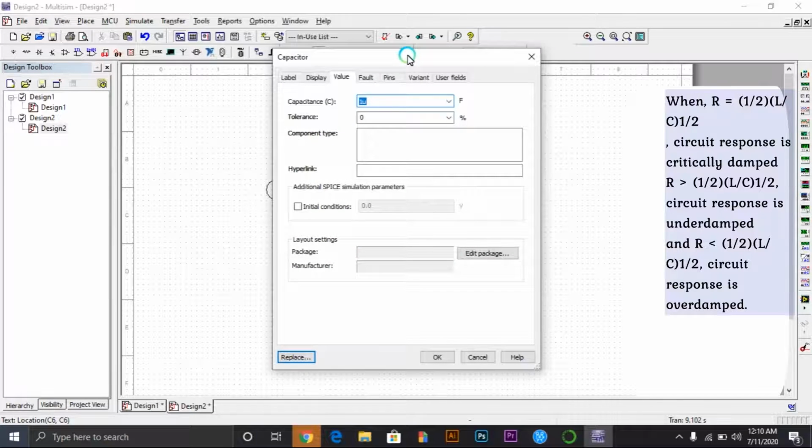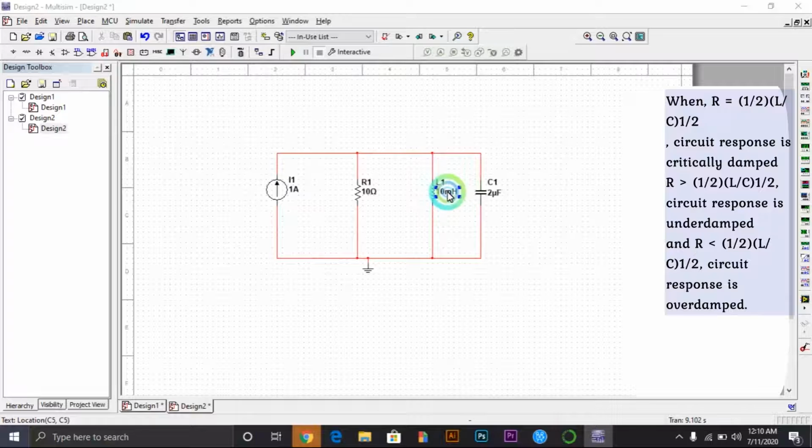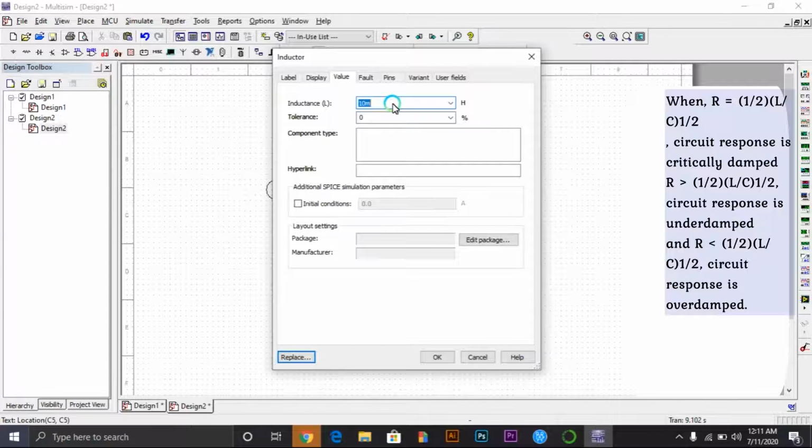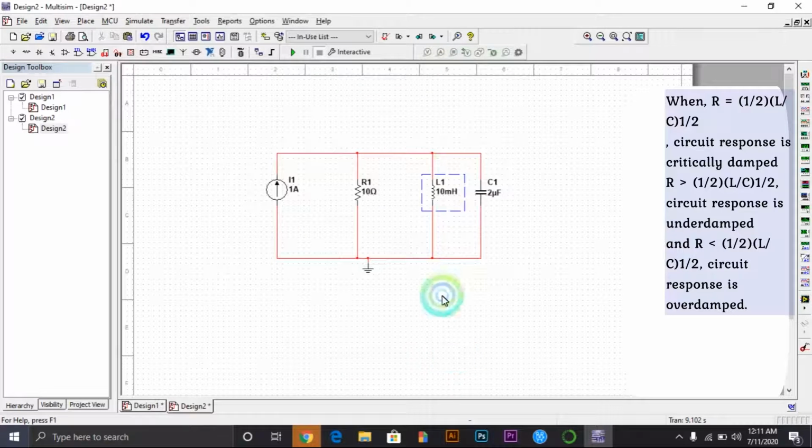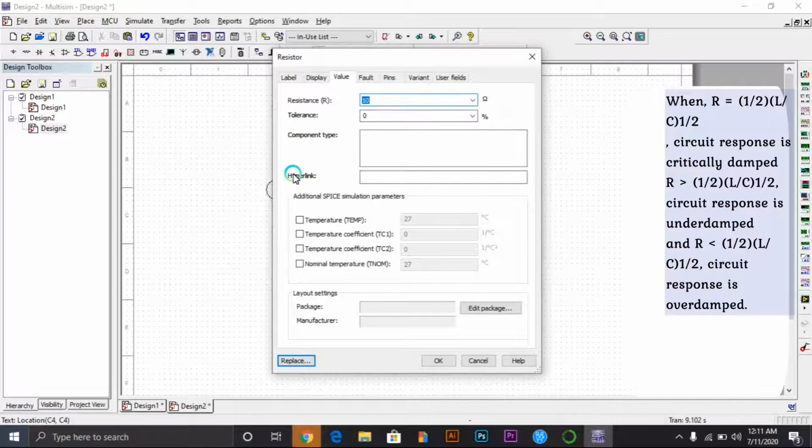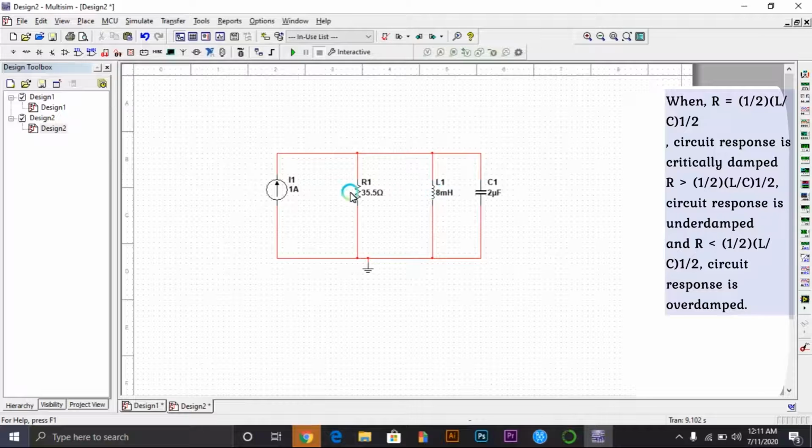By the formula mentioned, you can choose any value of capacitor, like I'm choosing 2 microfarad capacitor and 8 millihenry inductor. So I can find the value of resistor for critical oscillation. By calculation, I find out the value of resistor is about 35.5 for critical. Let's run the circuit.